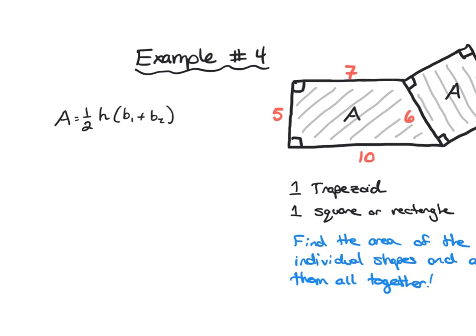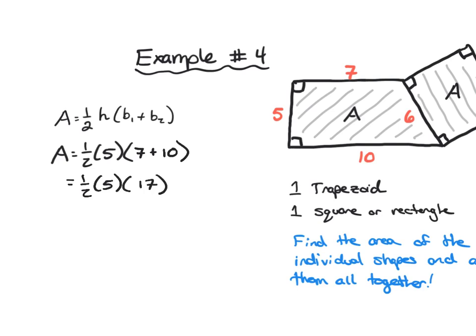So since this is a right trapezoid, that means it's got right angles. Okay, and this is my trapezoid here. Okay, 5 is my height. So area equals 1/2 times 5. Now I've also got my base 7 and my base 10. 7 and 10. So I'm going to take 1/2 times 5 times 17. Now, if I'm going to go ahead and do this, I'm actually going to go ahead and multiply 5 and 17 before I work with the half.